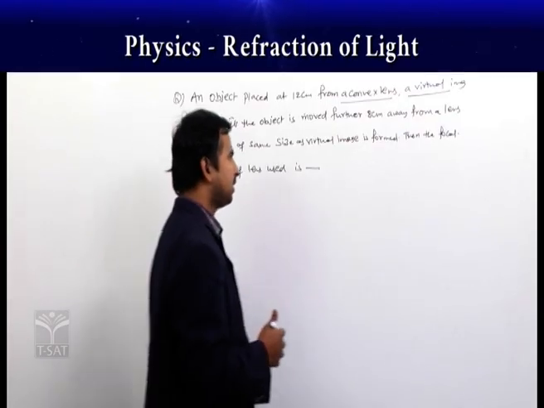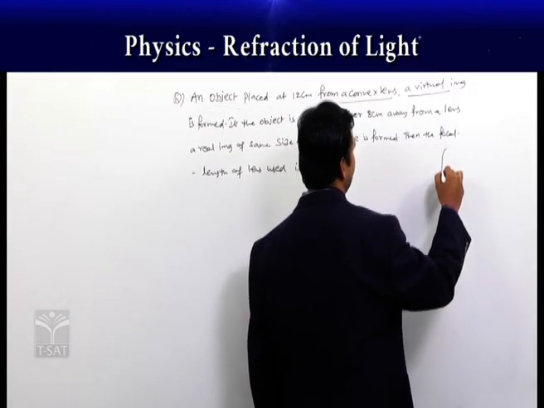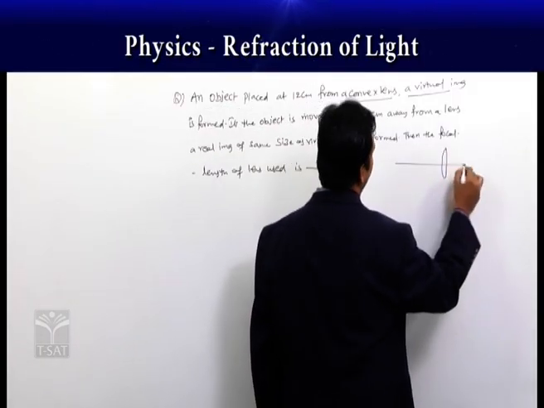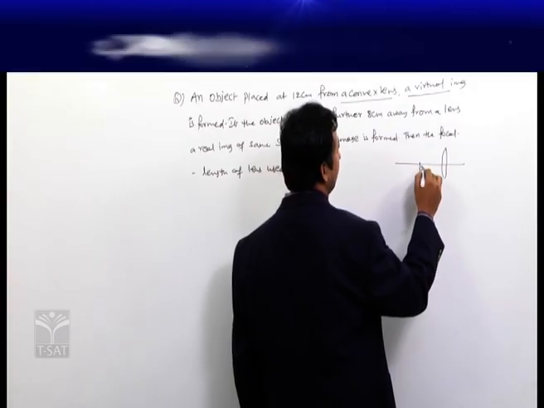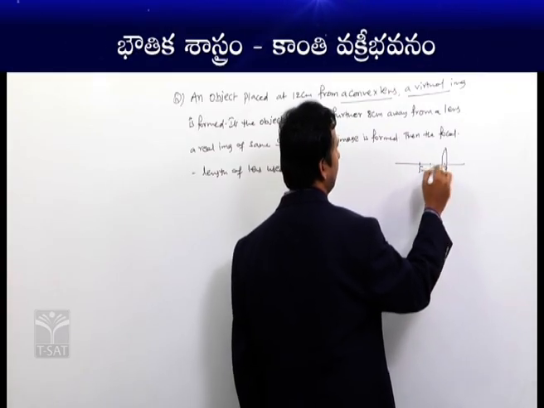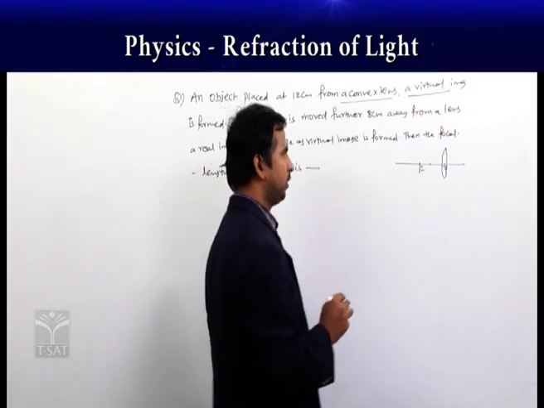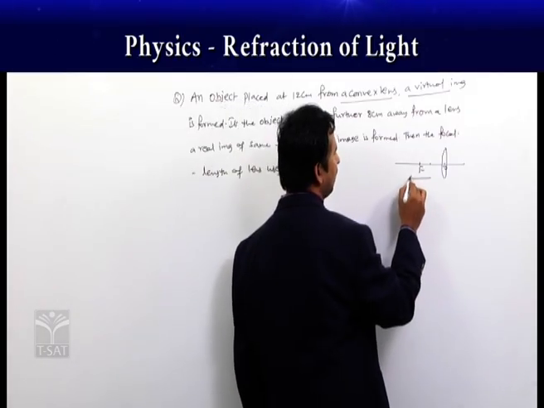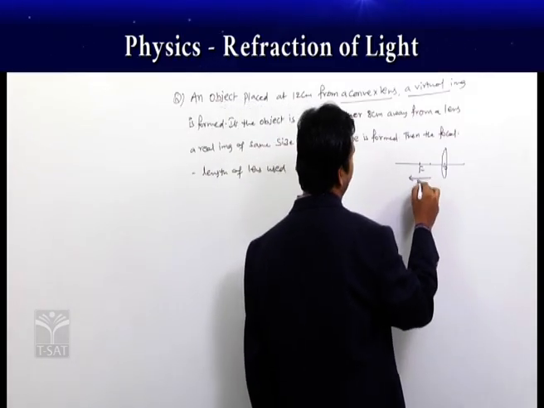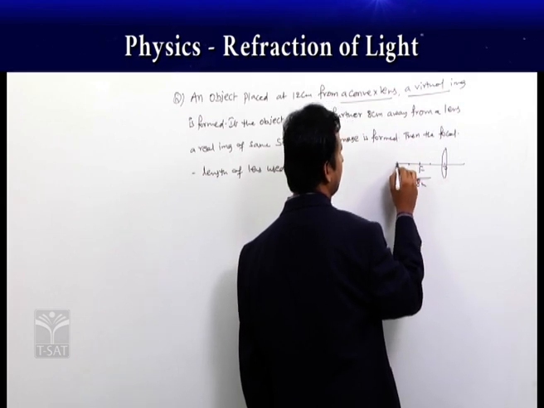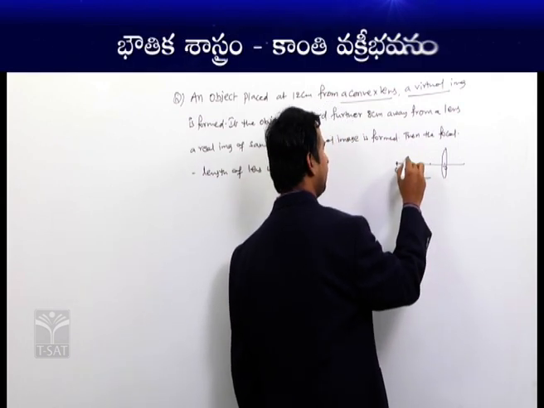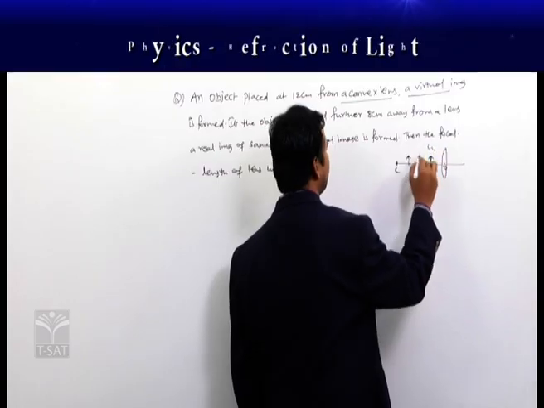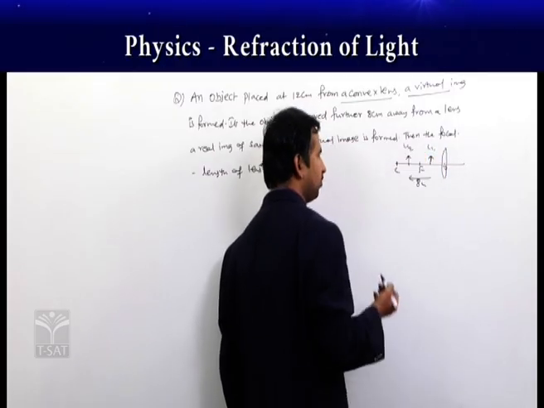Okay. So which means that, if this is the convex lens, first the object is placed in between F and O, where the distance is given as 12 centimeters. Now it is moving away by 8 centimeters, so that the position becomes in between C and F now. This is the first position of the object and this is the second position of the object.